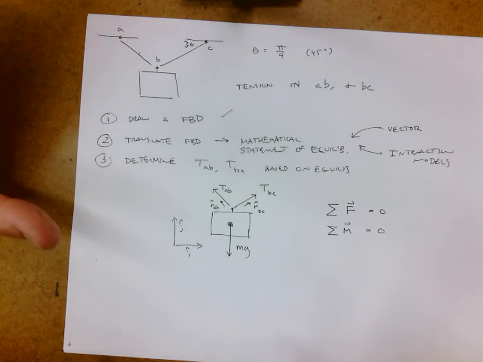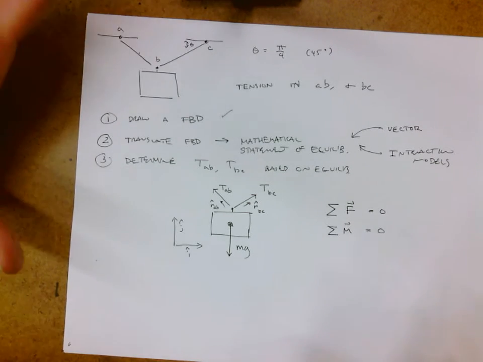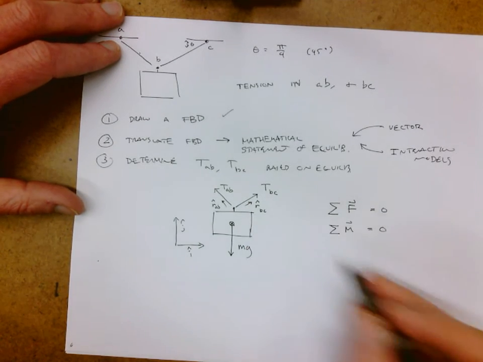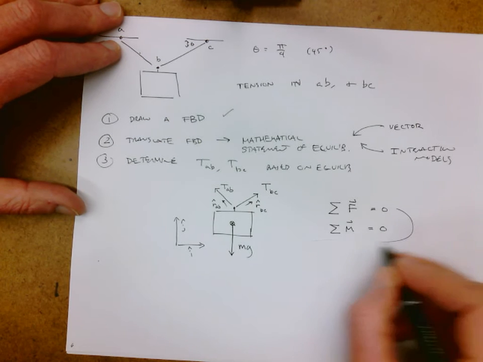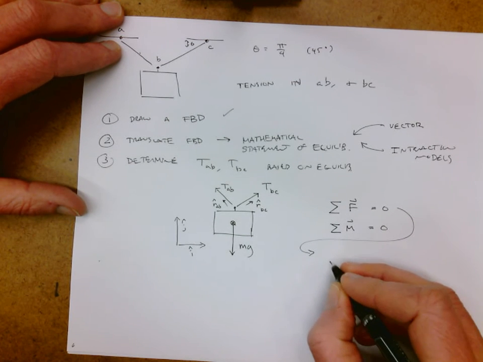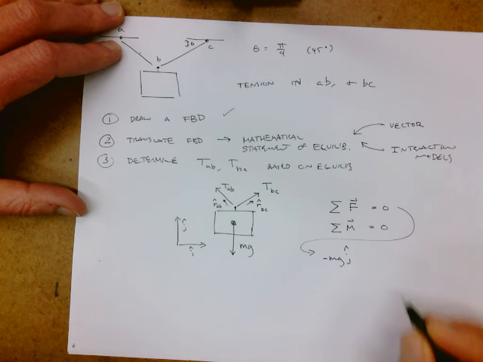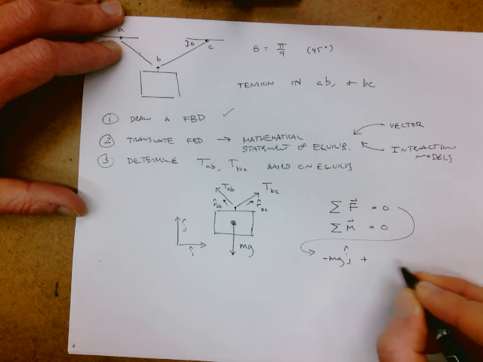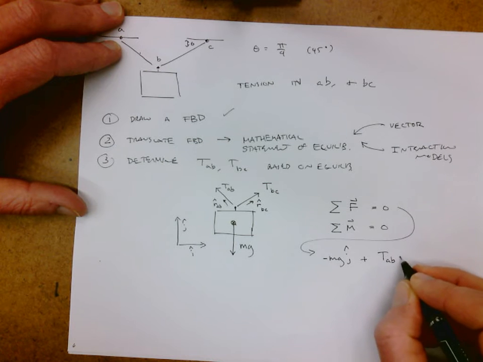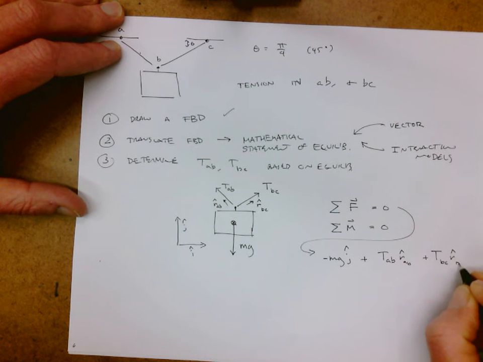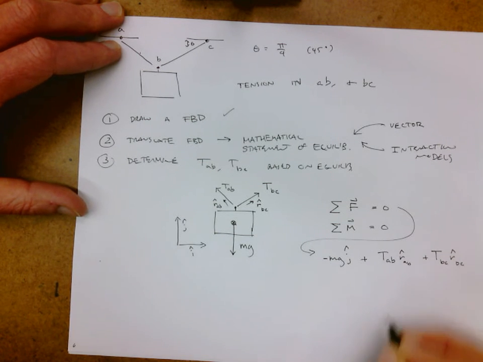And I'm going to do that without referencing angles initially because I want to just develop a general expression, and then we'll deal with the angles in a second. Okay, so given those definitions, I can now go ahead and write the sum of forces, right? The sum of forces are going to be minus mg in the j hat direction, right? That's a gravitational force, plus TAB in the R hat AB direction, plus TBC in the R hat BC direction.